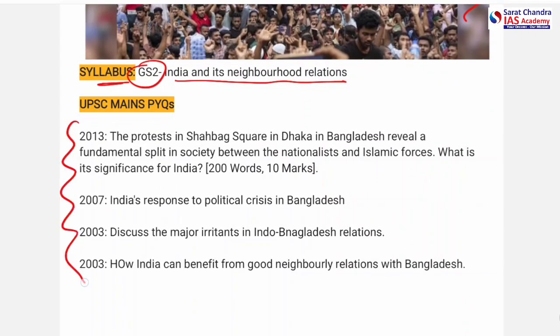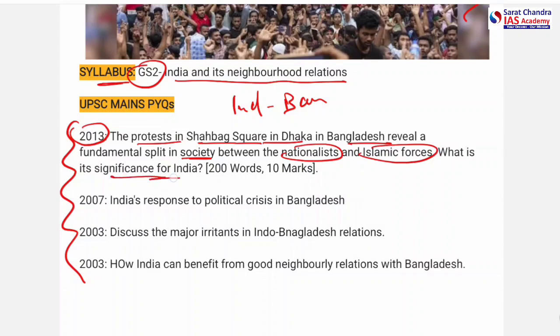If you see the previous year questions related to India-Bangladesh relations, you will find what type of questions UPSC has asked. In 2013, they asked that protests in Shahbag Square in Dhaka reveal a fundamental split in society between nationalist and Islamic forces, and what is the significance for India. Quite similar issues exist today, like nationalists and Islamic forces, and attacks on minorities there. So a very probable question can be asked.